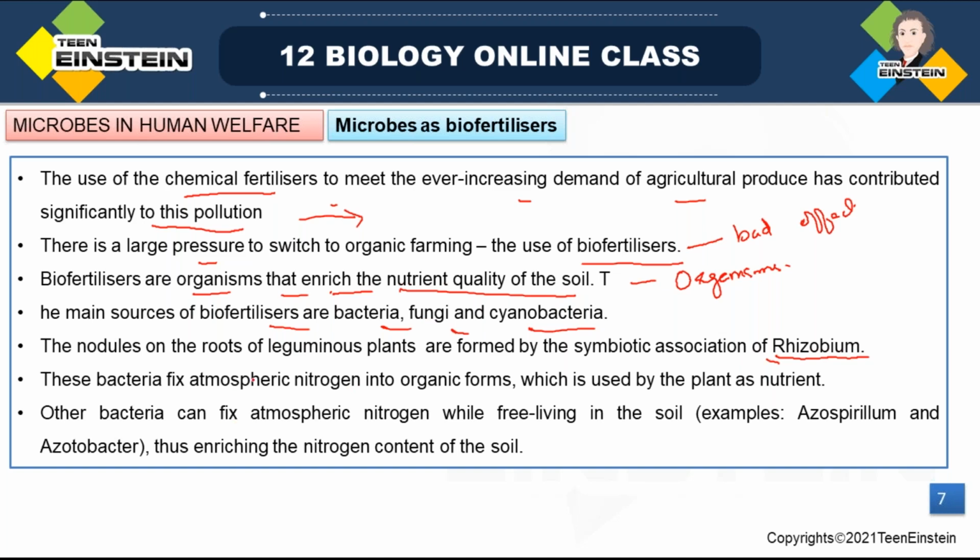Then bacteria like Azospirillum and Acetobacter can fix atmospheric nitrogen when they are living freely in the soil. So that is also enriching the nitrogen content of the soil. Azospirillum and Acetobacter are free-living bacteria. While living freely in the soil, they have the capacity to fix atmospheric nitrogen, and that's how they increase the nitrogen content of the soil.